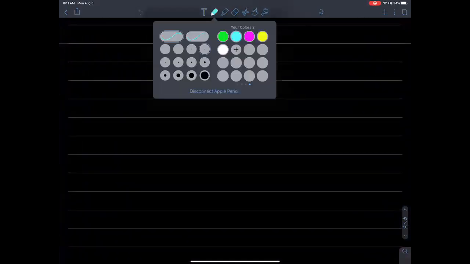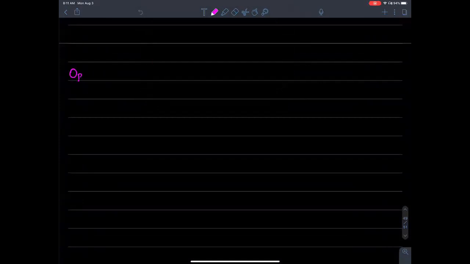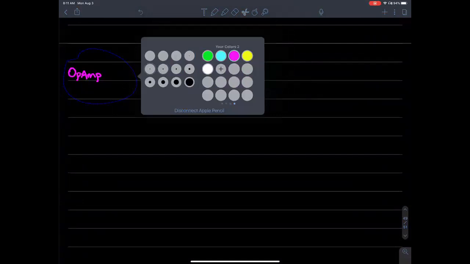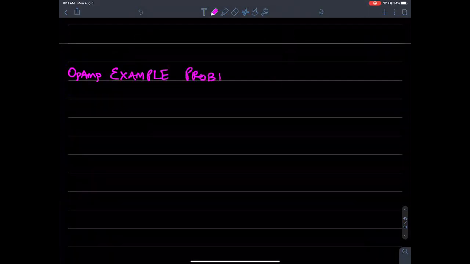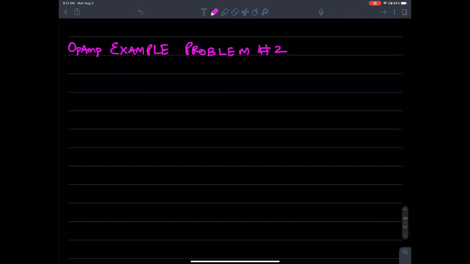That way we can get more practice. Okay, so let me give you another problem and see if we can spend some time on an example op-amp problem. We already looked at one problem. Let's see the other problem.